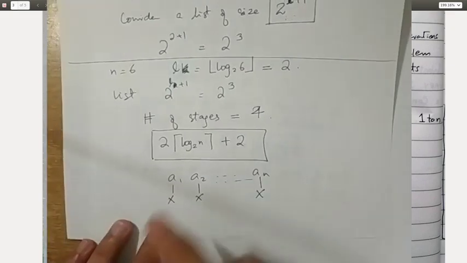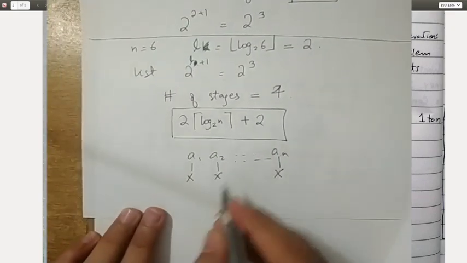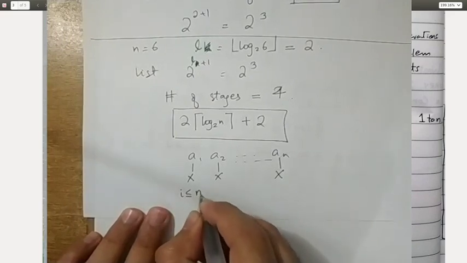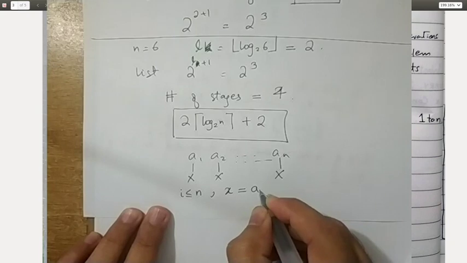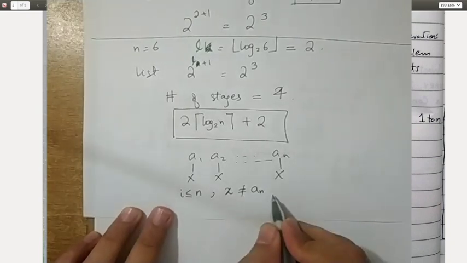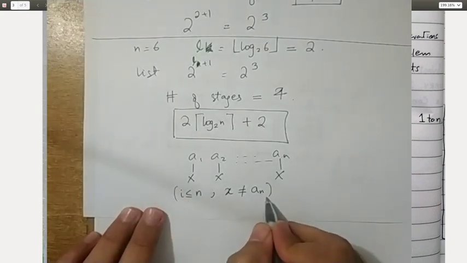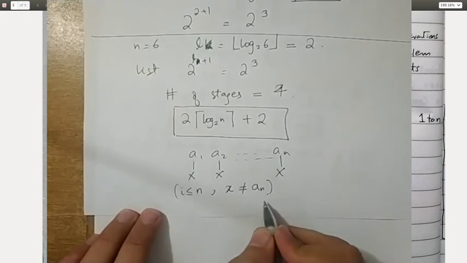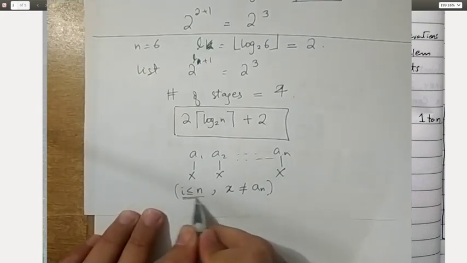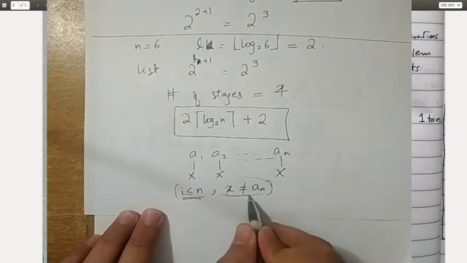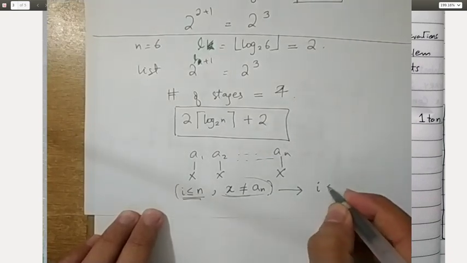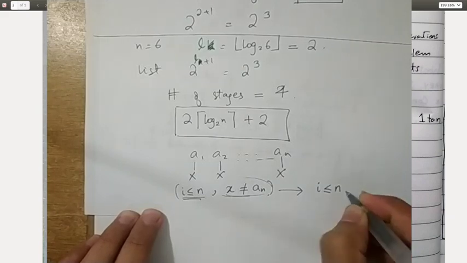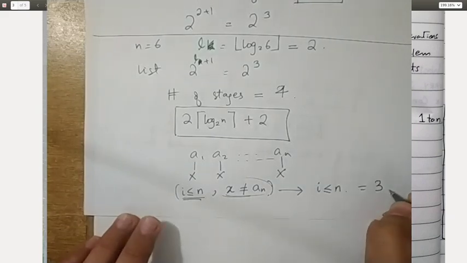Let's suppose this was the first element. Then you are checking i is less than or equal to n. You are checking X is equal to a[i]. And then you will immediately exit the loop because this condition will not be satisfied. And then you need to do one more comparison, i less than n. So there will be a total of 3 comparisons.